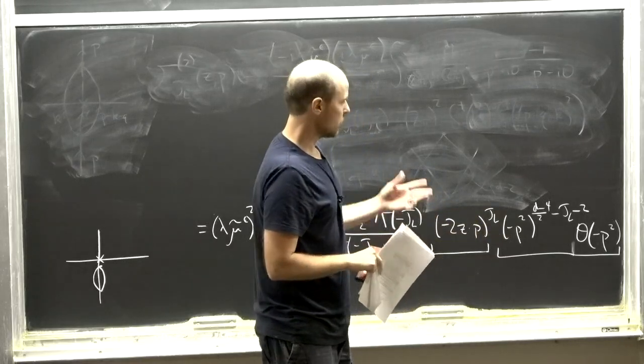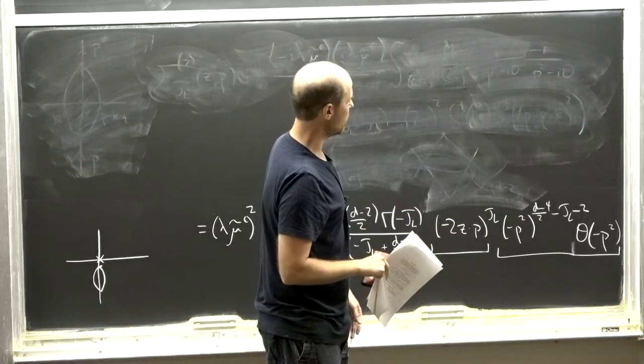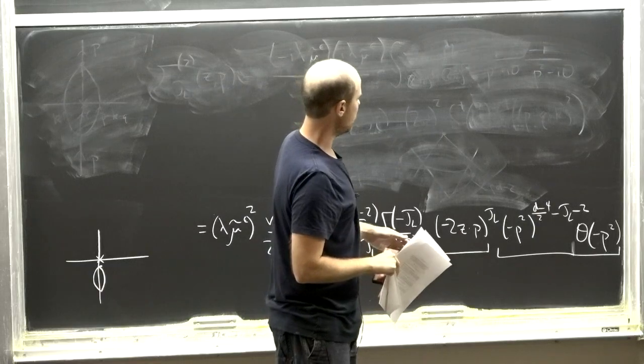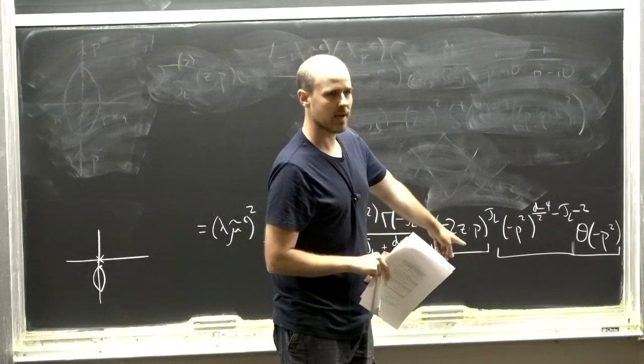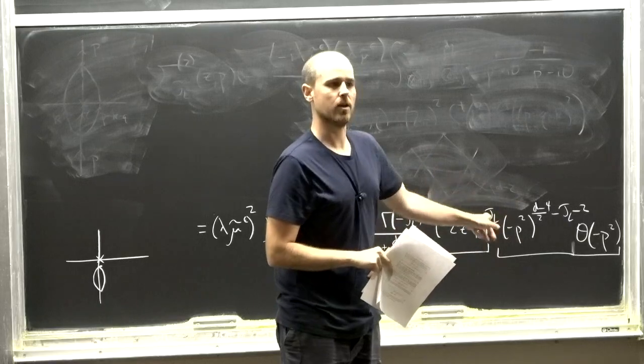There's a region of momentum space where there's a divergence, and that divergence is no longer localized on the light ray, but it's actually localized on the whole light cone.